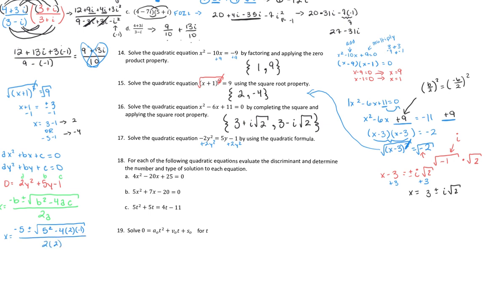Now, if you calculate this, you'd be left with negative 5 plus or minus, under the radical, 33, all over 4. We can leave that as our answer, or we can answer it in set notation over here, and that will just look like negative 5 plus square root 33 all over 4, or negative 5 minus square root 33 all over 4.